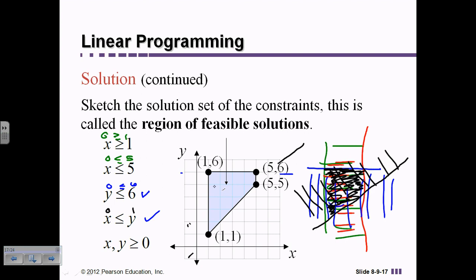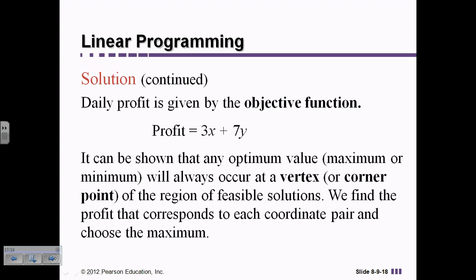So here's our region. Now what we want to do is look at these corners. We're looking at what these vertices are right here in the corners, because what it's proven is that one of those 4 vertices is going to represent the maximum or minimum, whatever we're trying to find. So now we're going to look at the profit information, and it says that they get $3 for every DVD and $7 for every MP3. So 3 times x plus 7 times y. And what we're going to do is figure out what the optimum amount is.